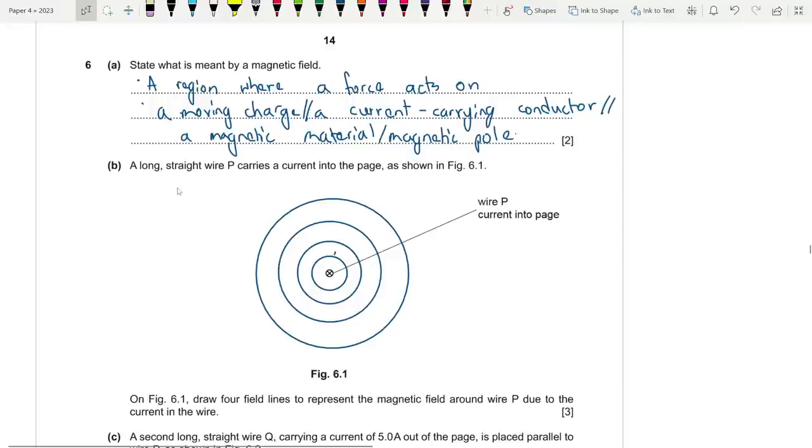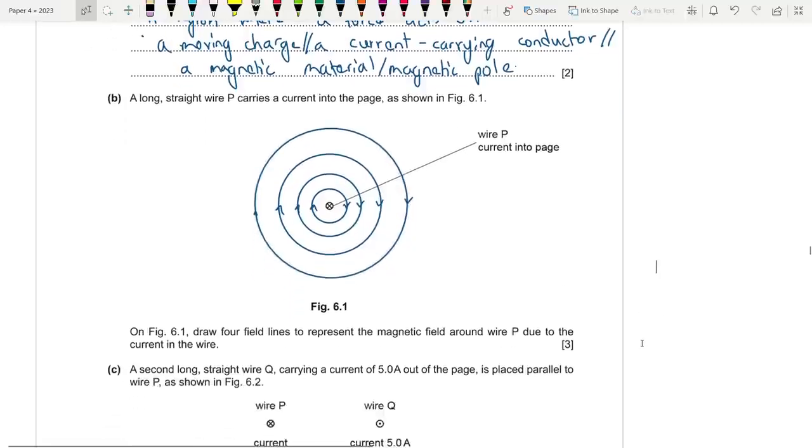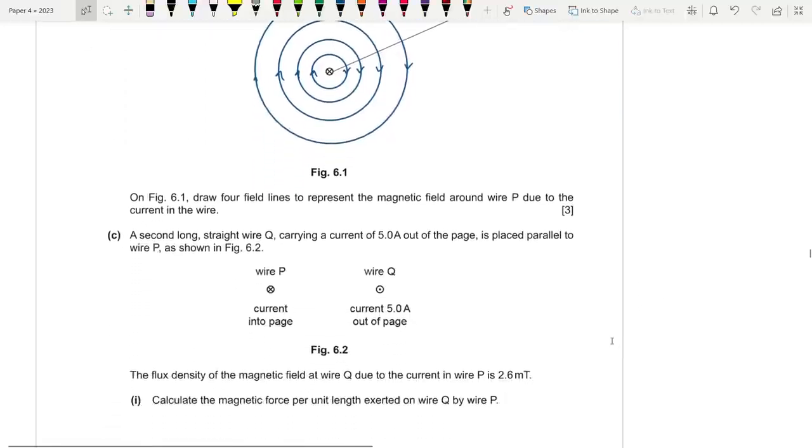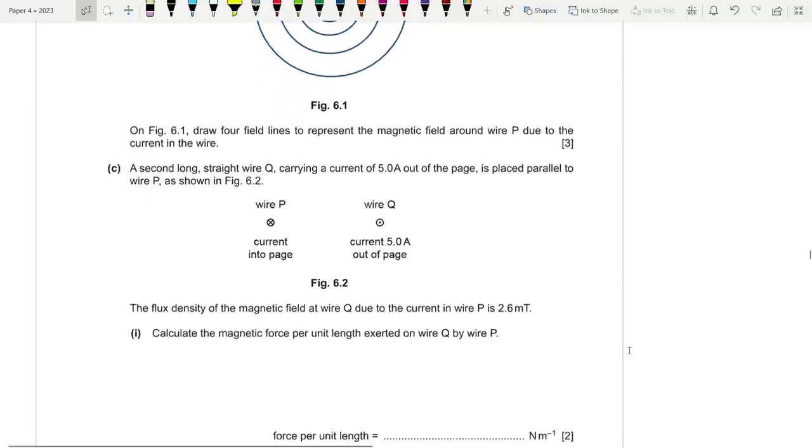Look at this distance over here, then this distance, and then this distance. It's increasing. Also, look at the direction. It has to be clockwise according to the right hand grip rule. If current is into the page, then the direction is clockwise. I feel like it could have been a bit better. Wait, let me change it a bit. Yeah, there you go, it's better now. Now, a second long straight wire Q carrying a current of 5 amperes out of the page is placed parallel to P.